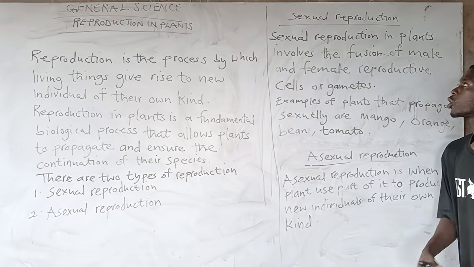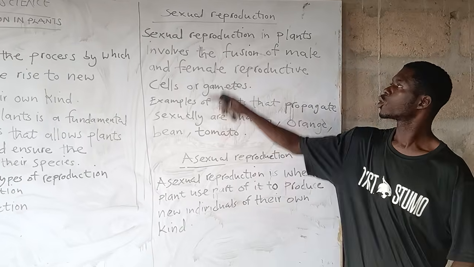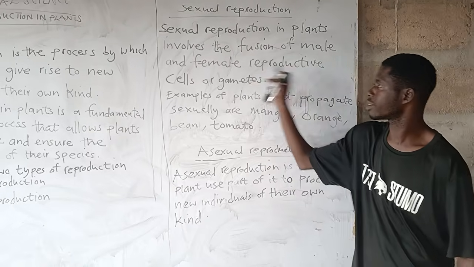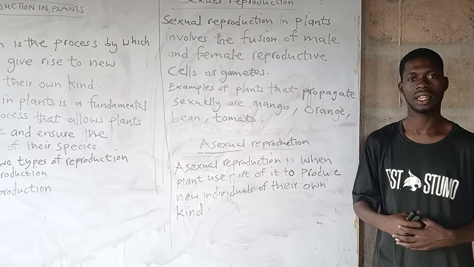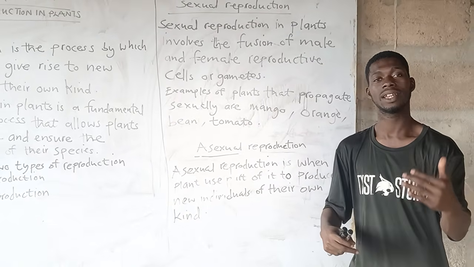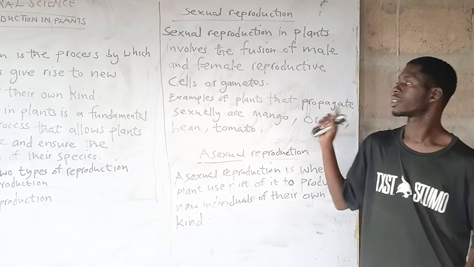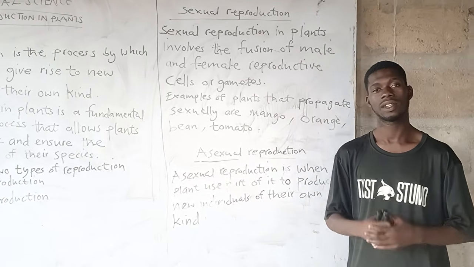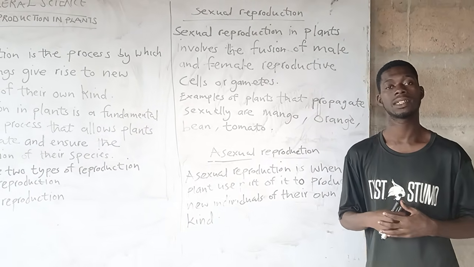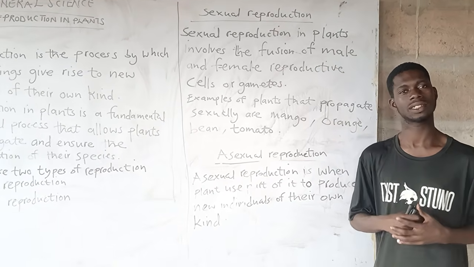Sexual reproduction in plants involves the fusion of male and female reproductive cells, or gametes. So the female sex cell is the ovum, and the male sex cell is the pollen grains, right?